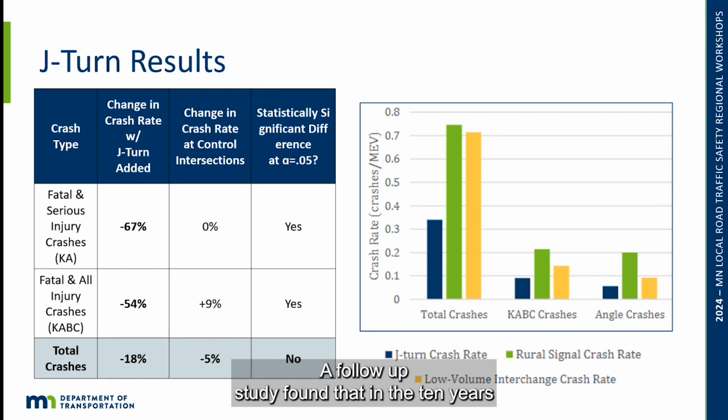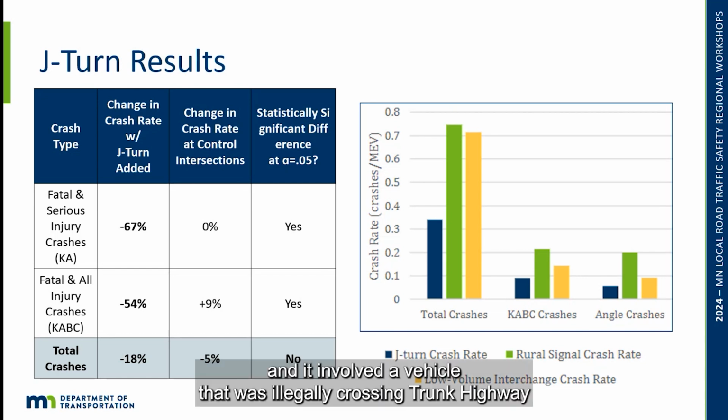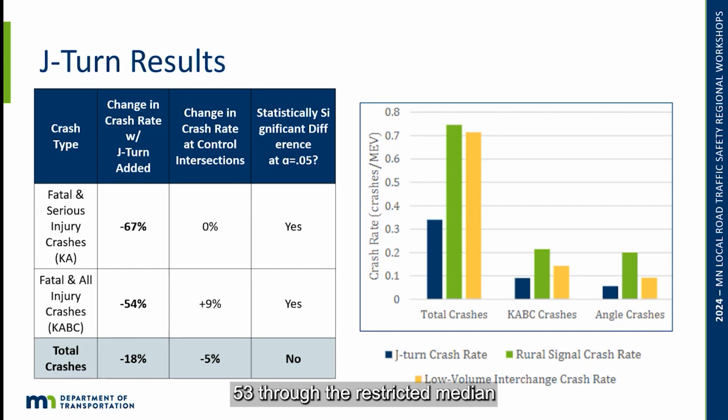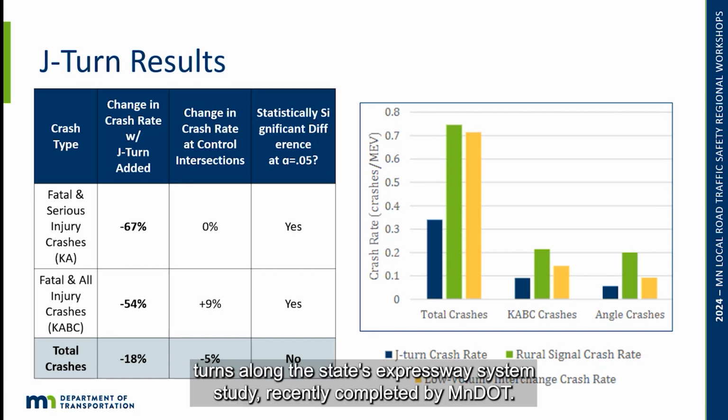A follow-up study found that in the 10 years following the construction, there was only one severe crash, and it involved a vehicle that was illegally crossing Trunk Highway 53 through the restricted median. MnDOT has now constructed 106 J-turns along the state's expressway system.